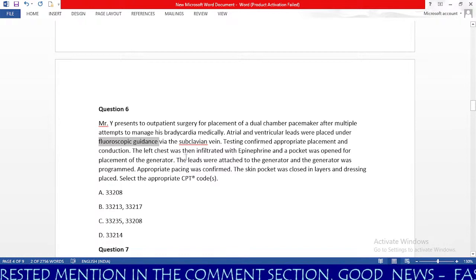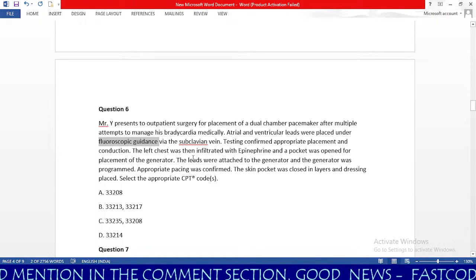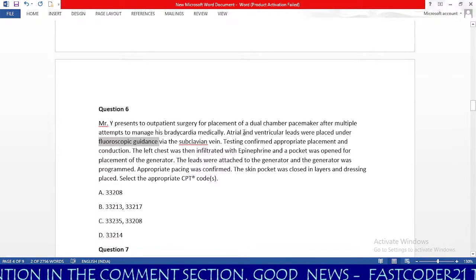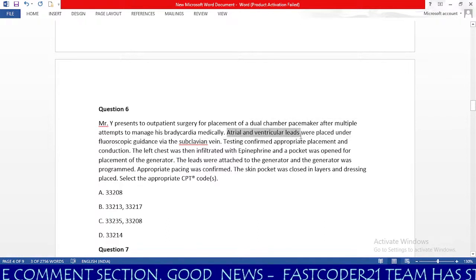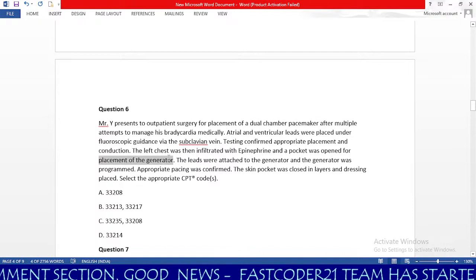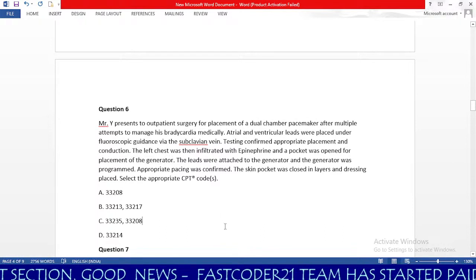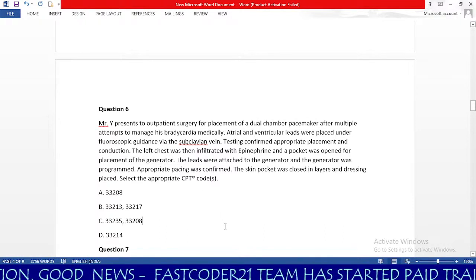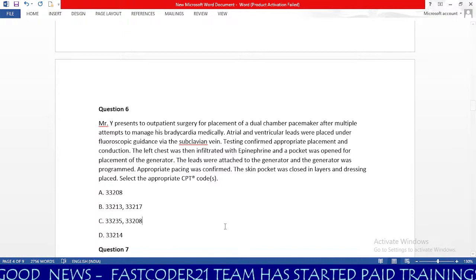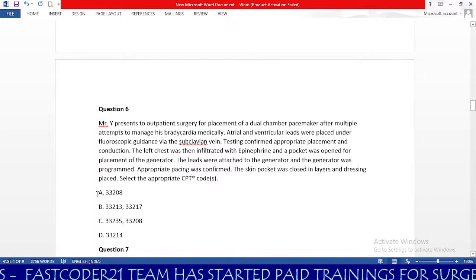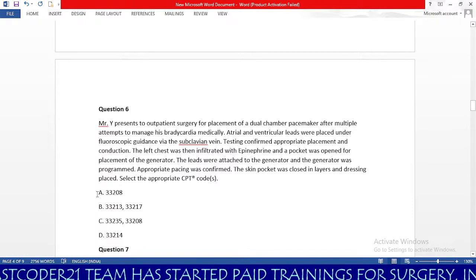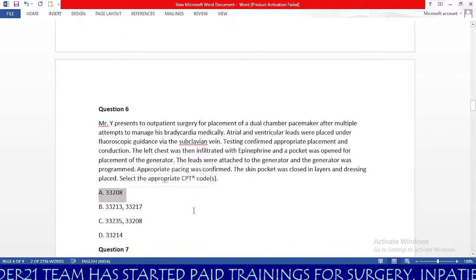So the left chest was then inflated with epinephrine, pocket of. Okay, guys. So here our keywords are dual chamber pacemaker, atrial and ventricular leads, and placement of pulse generator. So based on these keywords, we can understand that it is an initial procedure. So here our answer is 33208. Our answer is A, 33208.